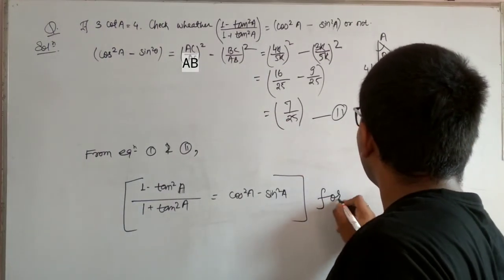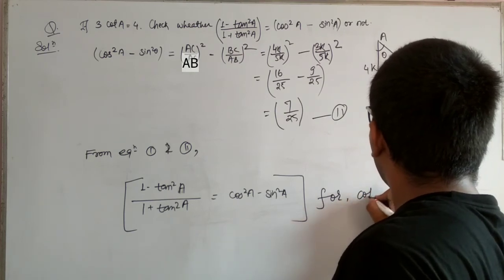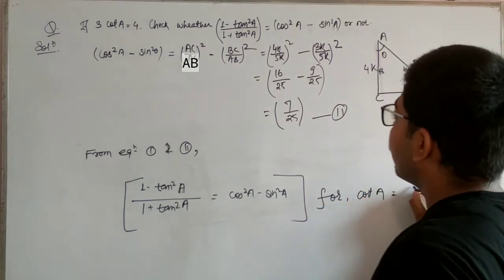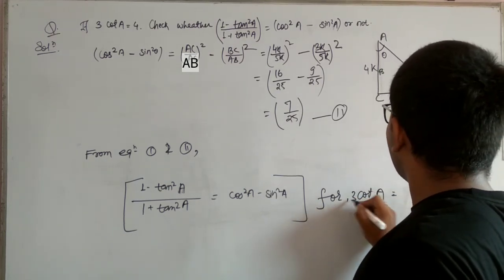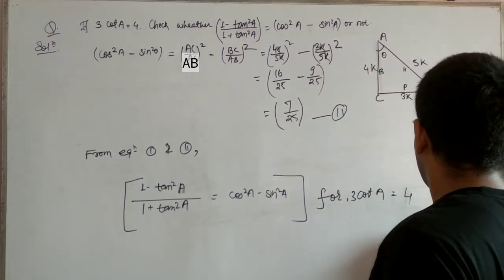This holds for cot A equal to 4 by 3, or you can simply write, for 3 cot A equal to 4. See you there.